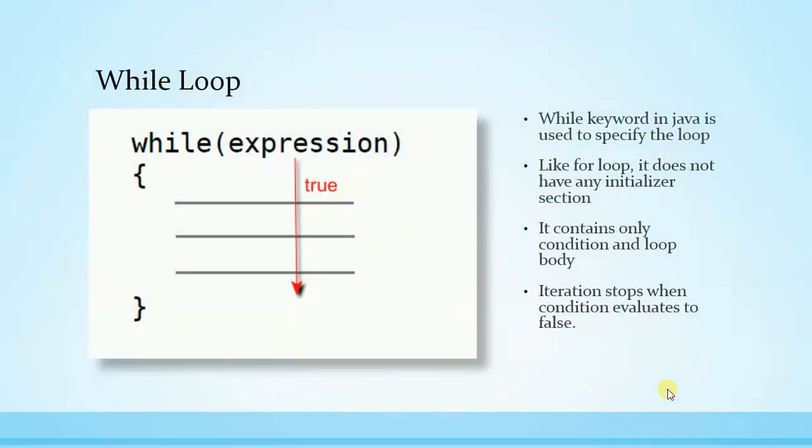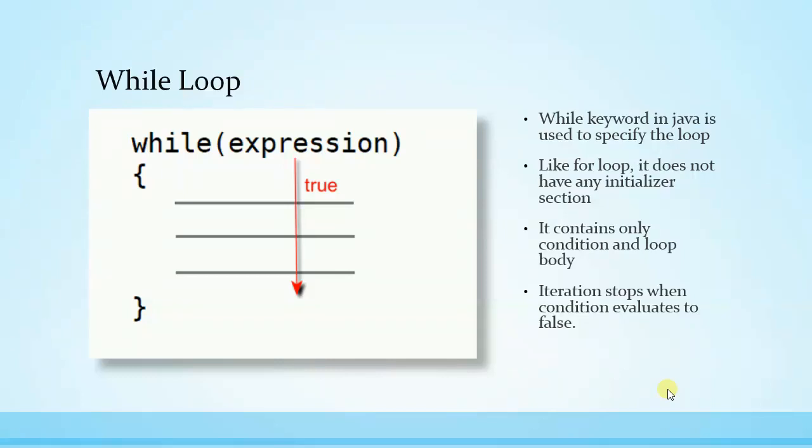So in the previous video we saw how for loop works. It has an initializer, condition as well as iterator. But here in while loop it just requires an expression as well as a condition body. So when condition evaluates to true, it executes the body, and when condition evaluates to false, it skips the body.